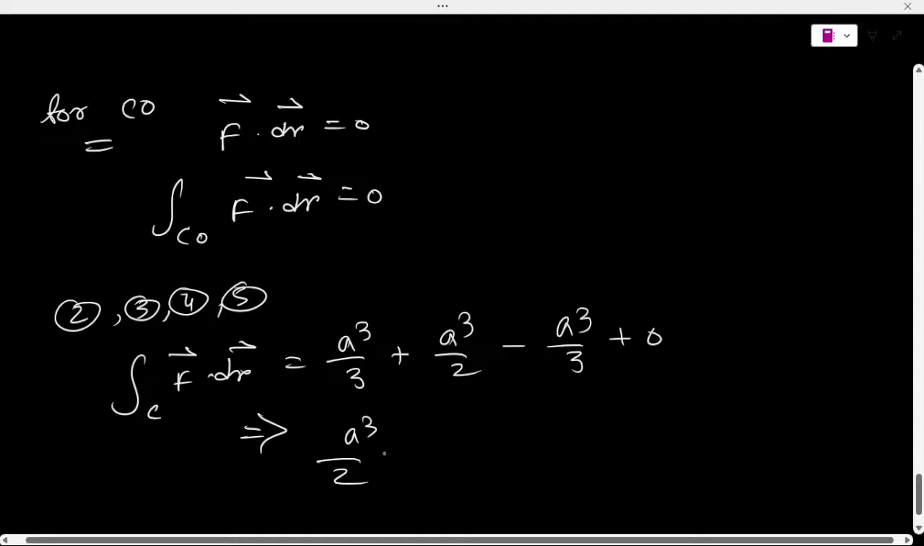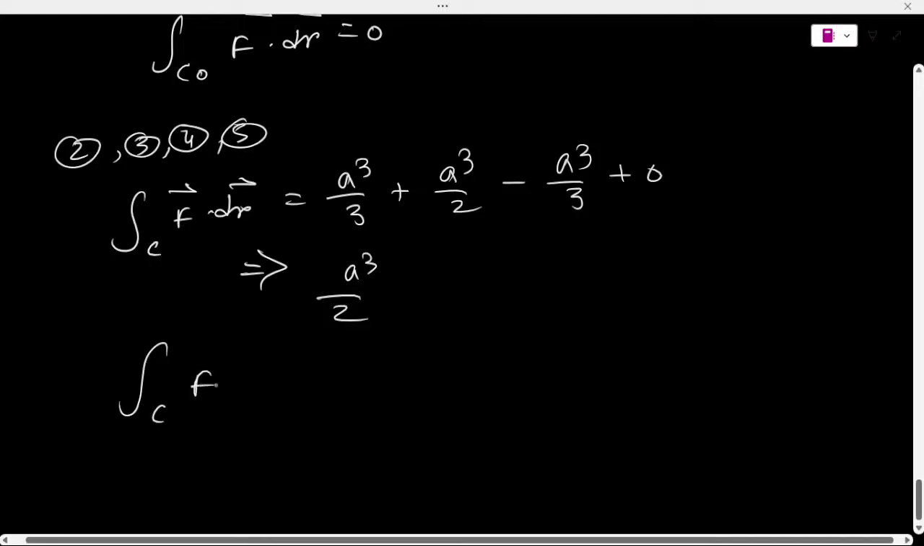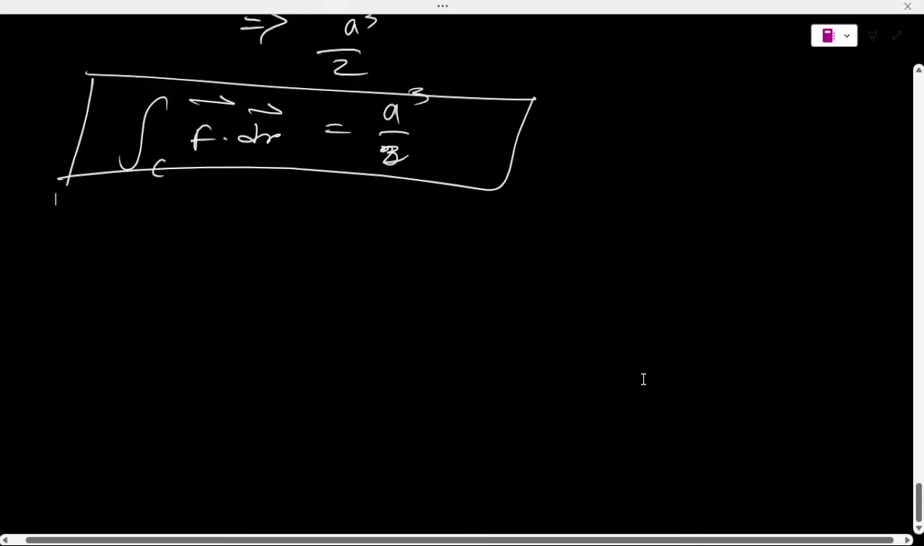Clear, it is a cube by 2. So the closed integration of C f dot dr is a cube by 2. This will be the ultimate result. Okay, clear.